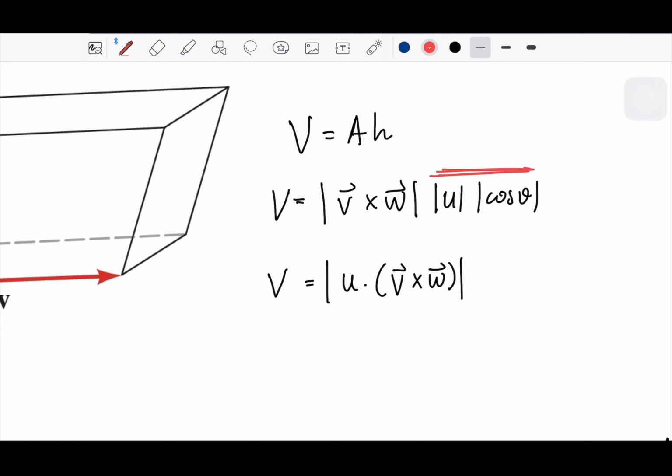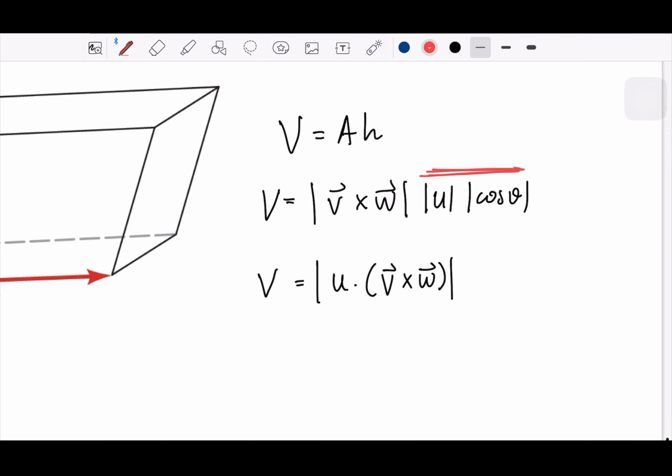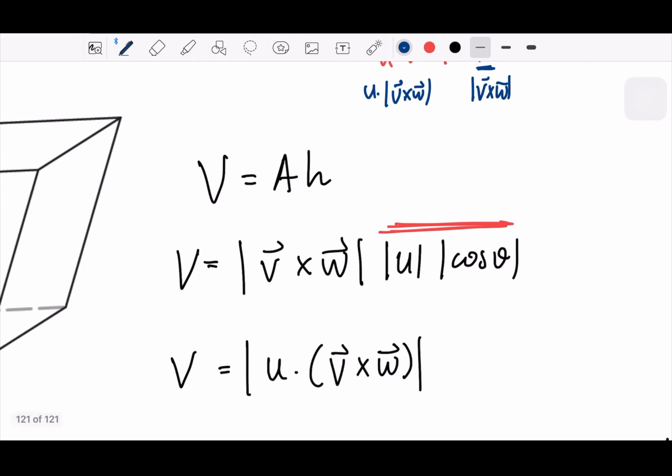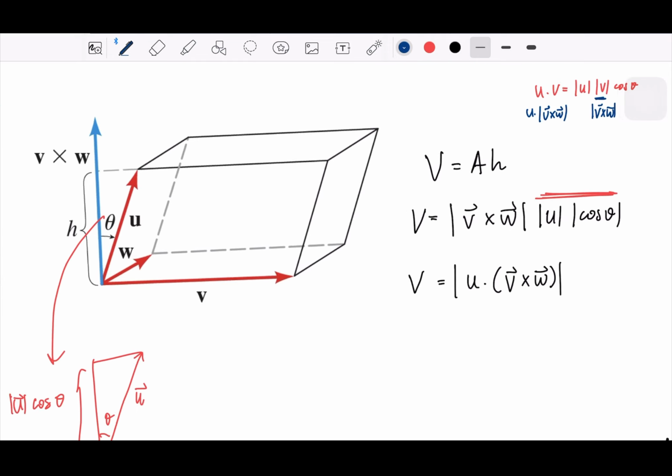Remember that if we have U dot V, this equals the magnitude of U times the magnitude of V times cosine theta, right? So if we have the V now as V cross W, then this will also be U dot V cross W, right? So that's why we have this.